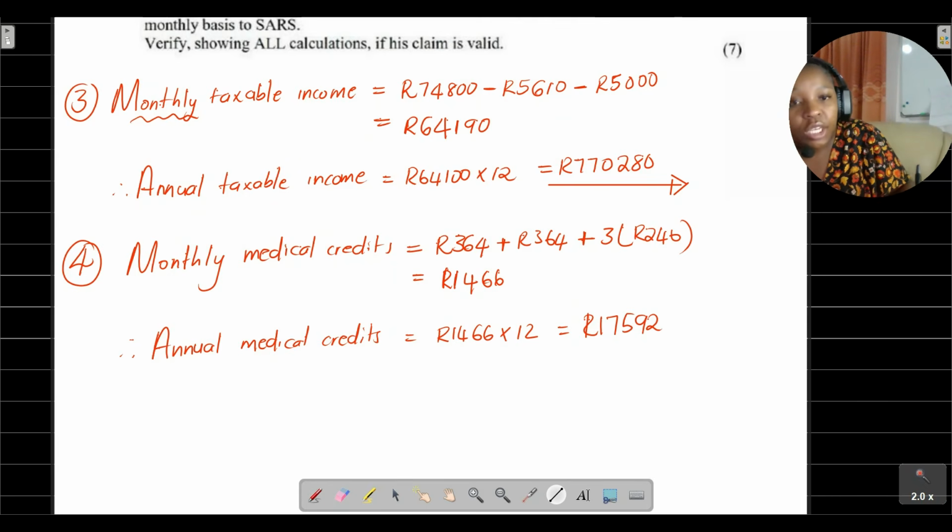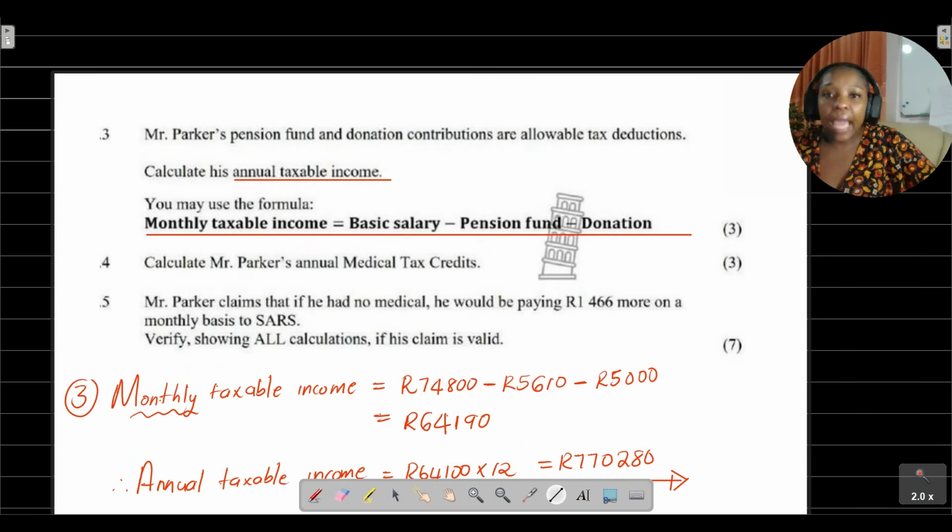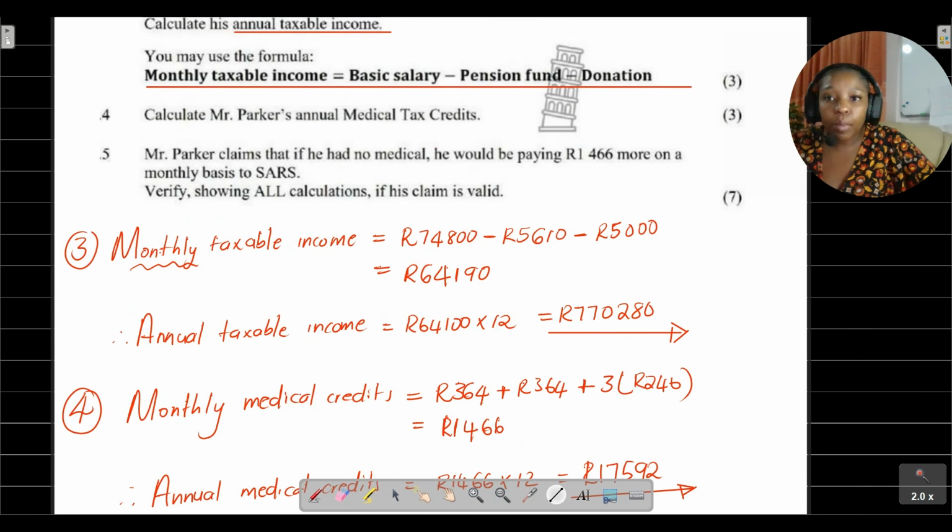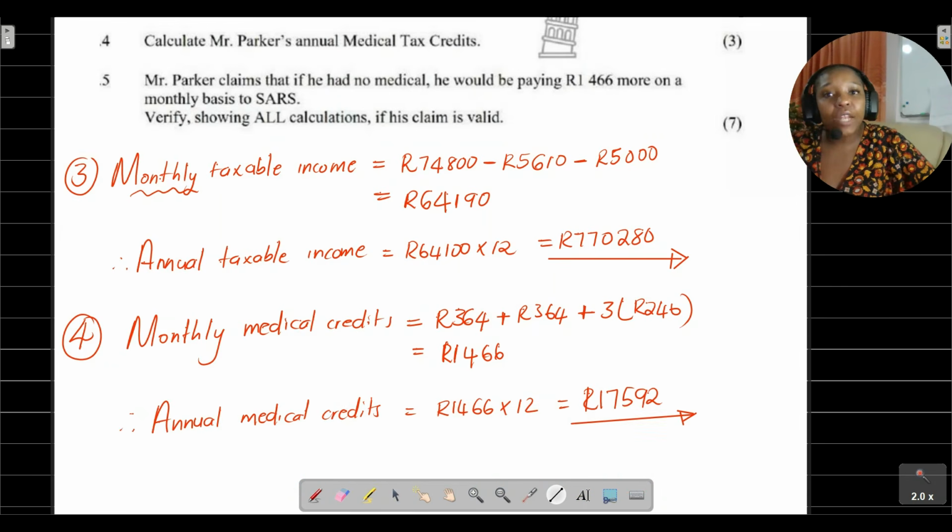So that is how much, those are the medical credits he basically qualifies for. All right. And let's look at the last question. Mr. Parker claims that if he had no medical aid, he would be paying 1,466 more on a monthly basis to SARS. Okay. Verify showing all calculations if his claim is valid.